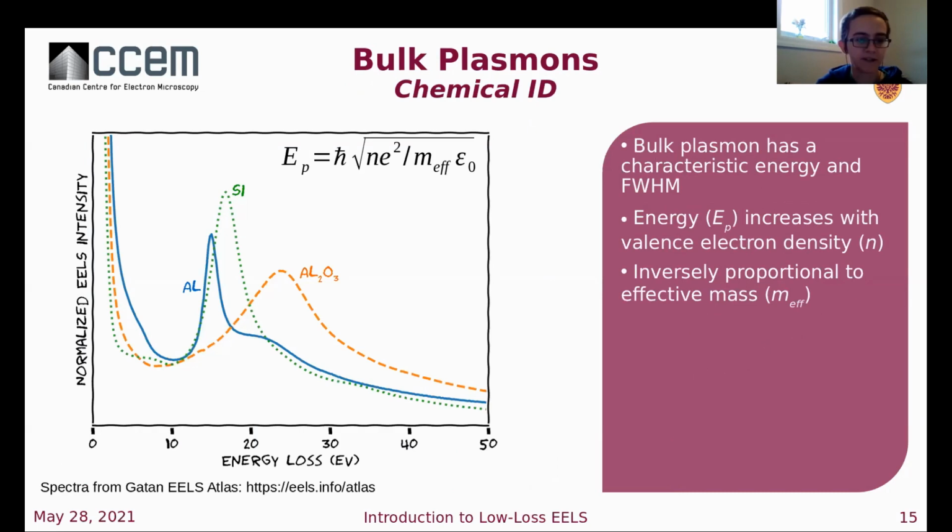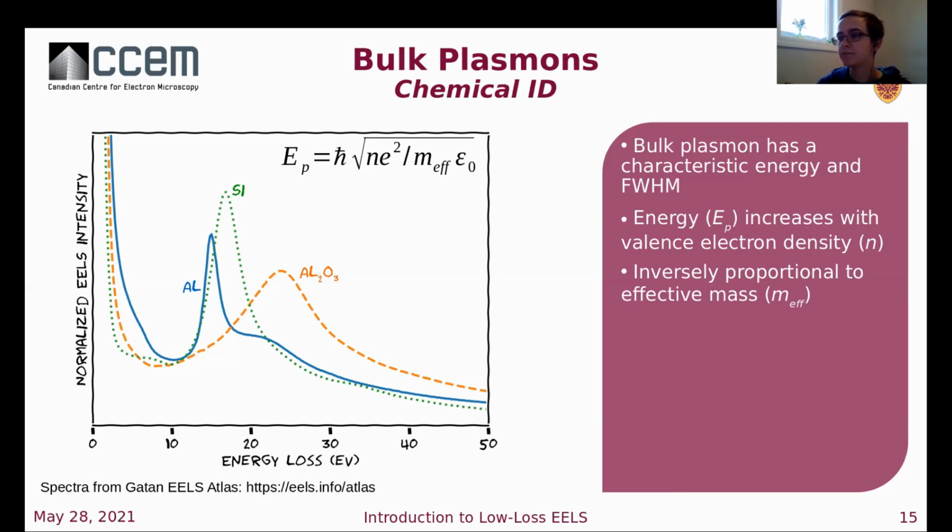So first, chemical identification. The bulk plasmon for a given material has a characteristic energy, the plasma frequency, and a characteristic full width at half maximum, depending on the damping parameters of the system. The energy increases with the square root of valence electron density and decreases with the square root of the effective mass. Metals, such as aluminum or silver, for example, might have very low plasma frequencies. Even silver is around 3 electron volts, while an insulator might have a very high plasma frequency in the tens of electron volts.